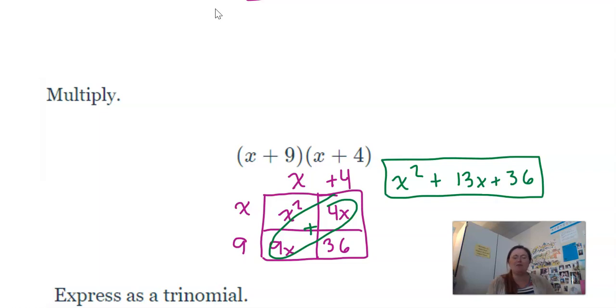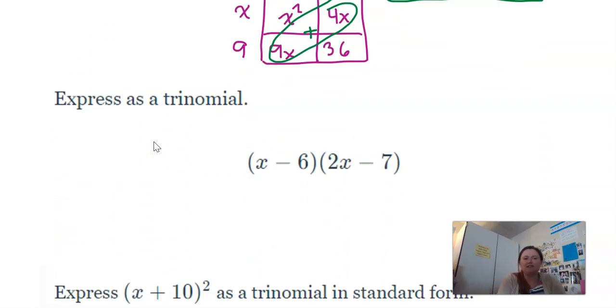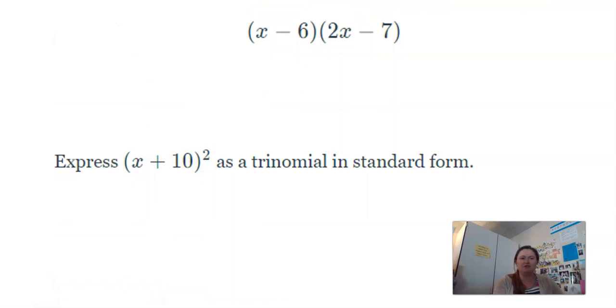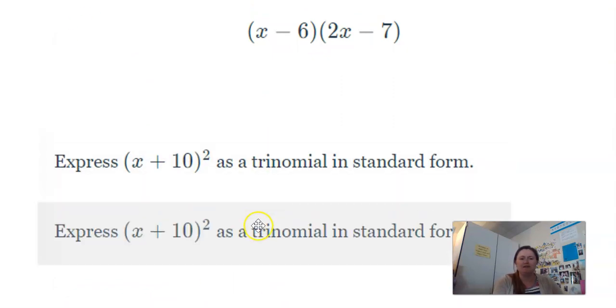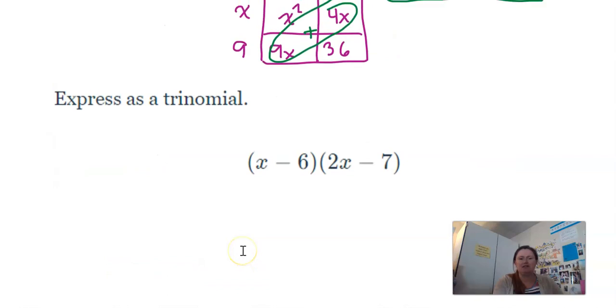Now, some of you might be going, couldn't I just multiply x times x and x times 4 and 9x and 9 times 4? Yes, you could do that. If you'd rather just work this out, multiply those two, that's fine with me too. This is just the way I like to do it to keep myself organized. Okay, and then another way you might see the directions written is express as a trinomial. That's the same thing. If that's the directions, then what you're supposed to be doing is putting it in the box and multiplying.